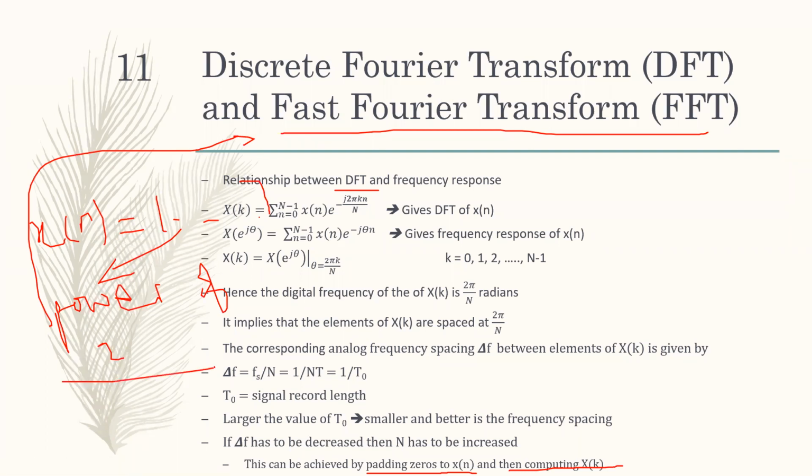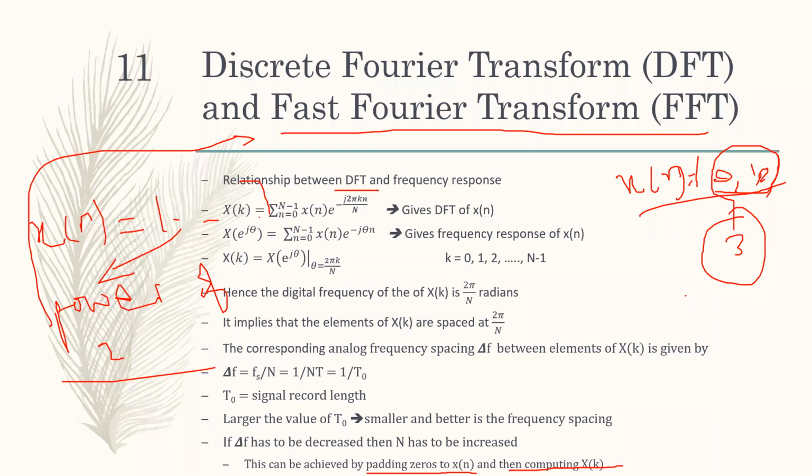Now suppose it is not a power of 2. For example, if I have a sequence x of n which has only 3 elements, 0, 1, 2, the number of elements present is 3, which is not a power of 2.